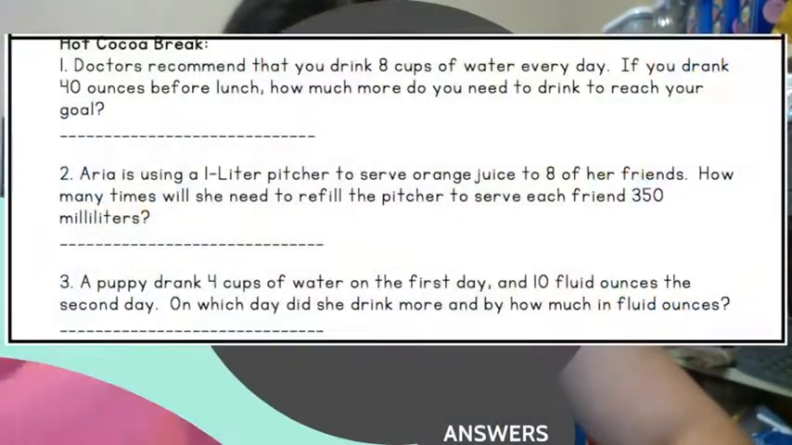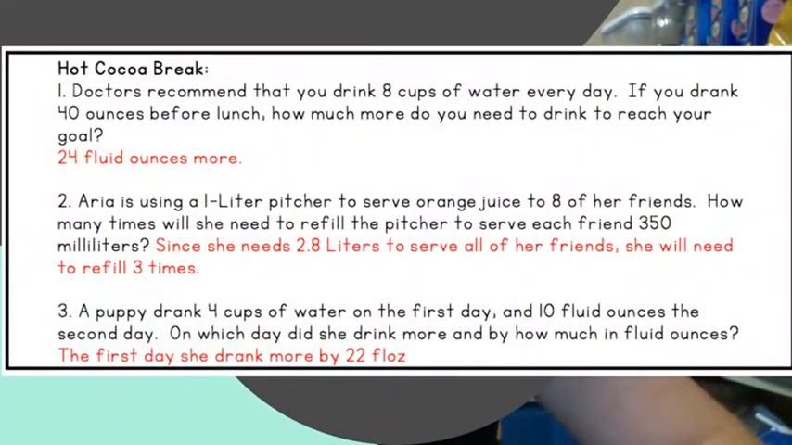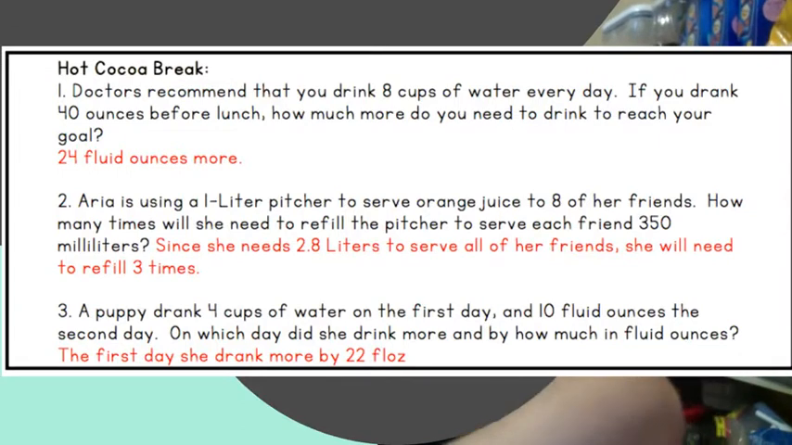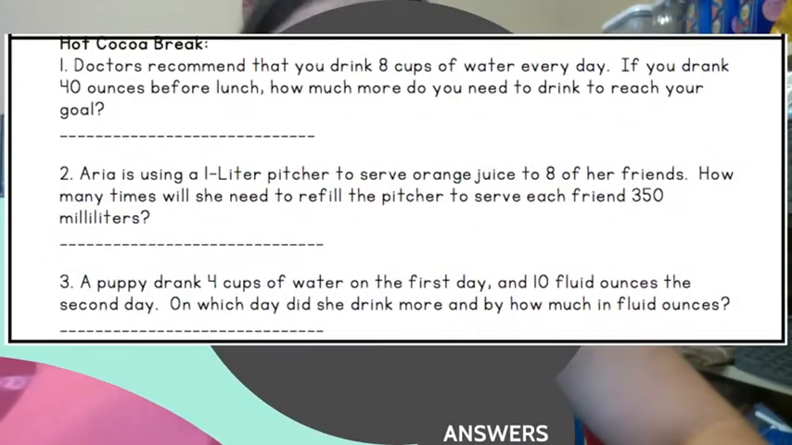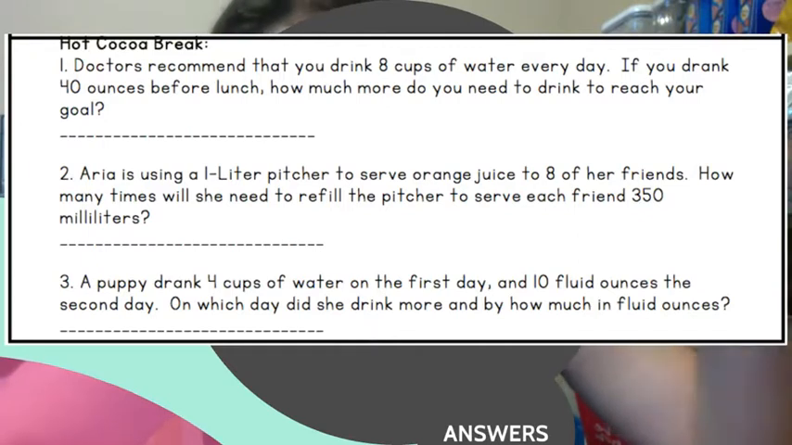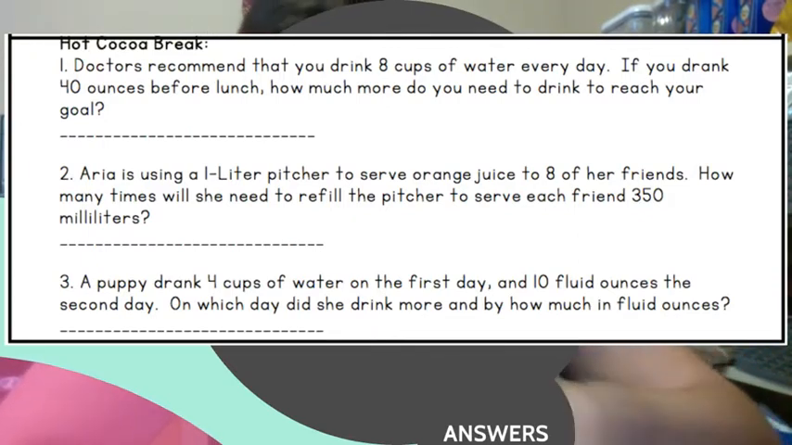Let's check it with our answer key. So since she has 2.8 liters, to serve all of her friends, she will need to refill 3 times. So when I did this answer key, I converted everything to liters. You can do it either way. Number 3, a puppy drank 4 cups of water on the first day, 10 fluid ounces on the second day. On what day did she drink more, and by how many fluid ounces?